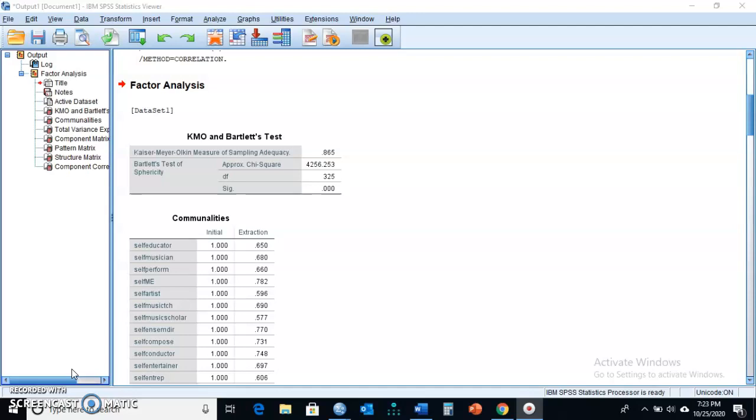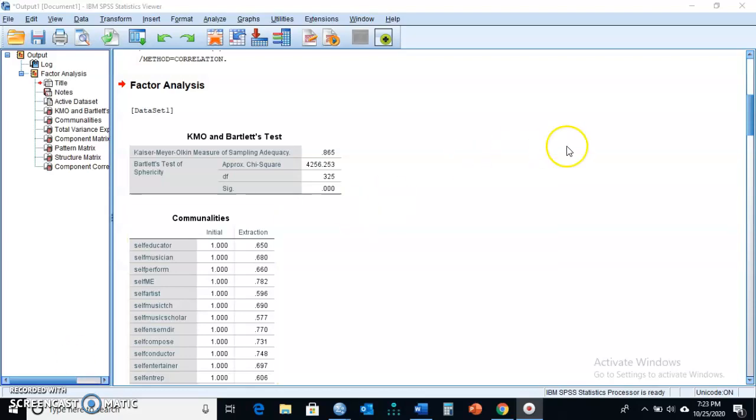Now you have your output from this procedure. It says factor analysis at the top here, but don't be thrown off by that. This is indeed a PCA that we ran. Remember, those two techniques are very similar, and it's housed within the family of factor analytic techniques. So it probably should say PCA, but it doesn't.